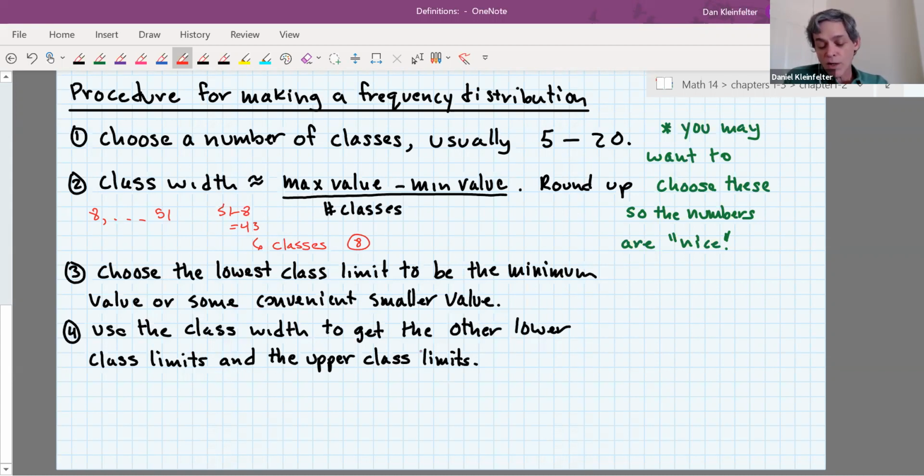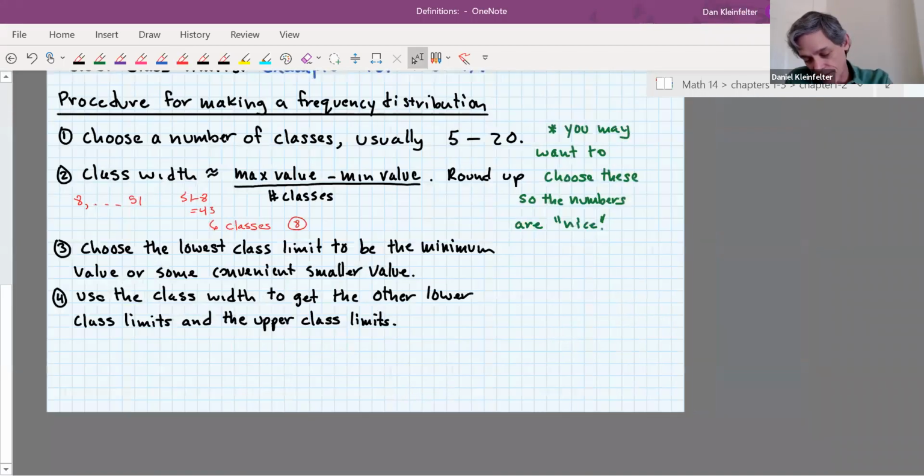Okay, so here there's some choice, how many classes to use, and then you're just kind of rounding up to get the class width. There's no hard rules about this. Basically, your purpose in constructing a frequency distribution is to convey some information, and you want your table to be useful at conveying that information. All right, so let's try an example next.